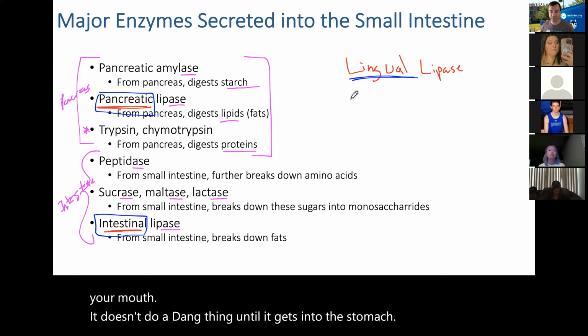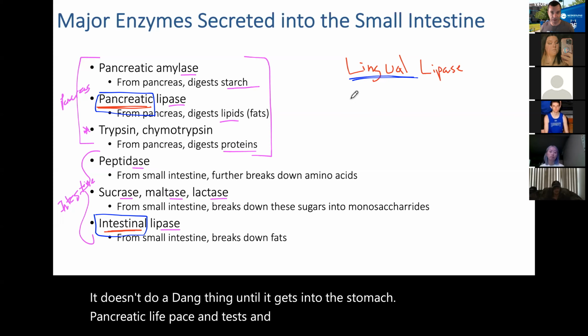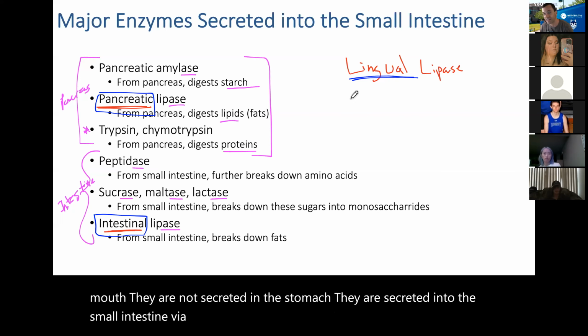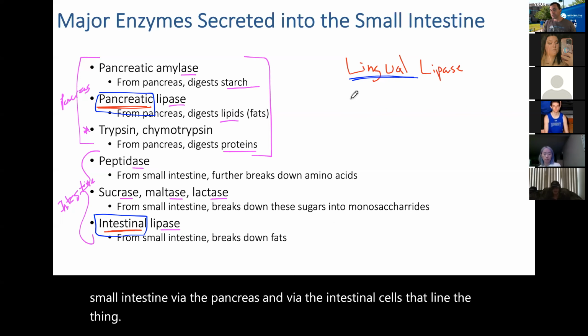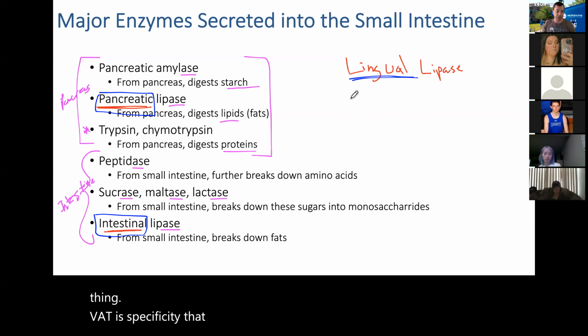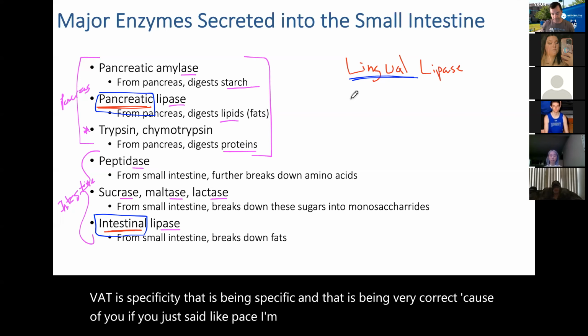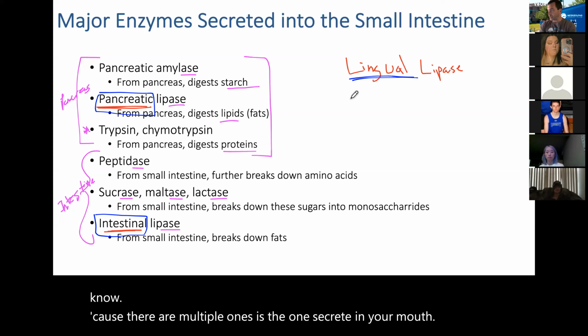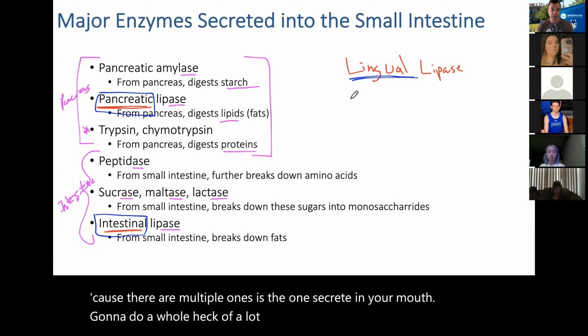Pancreatic lipase and intestinal lipase are not secreted in the mouth. They are not secreted in the stomach. They are secreted into the small intestine via the pancreas and via the intestinal cells that line it. That is being specific, and that is being very correct. Because if you just said lipase, I'm going to assume you don't know, because there are multiple ones. Is the one secreted in your mouth going to do a whole lot in the mouth?